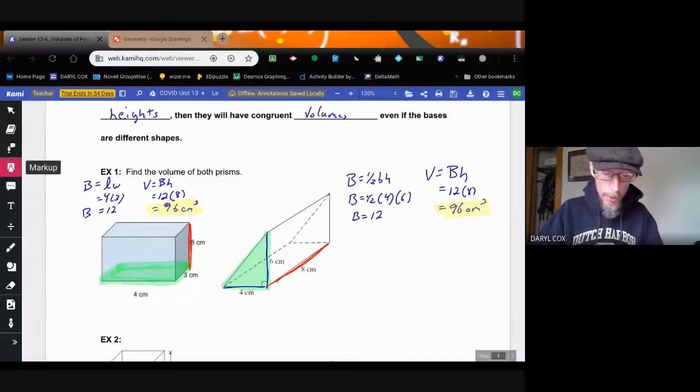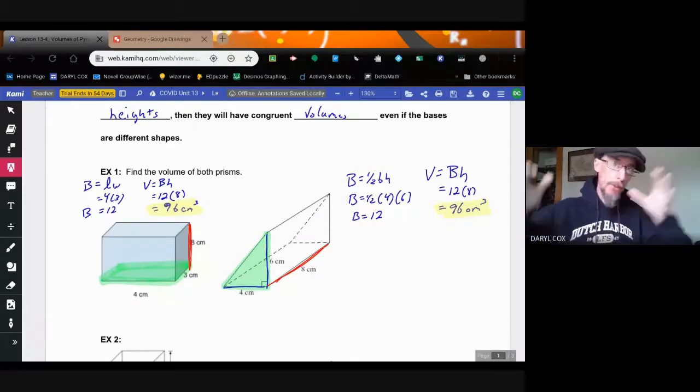What's the same? Well, look at what's the same. These heights came out to be the same. Okay, 8 centimeter height, 8 centimeter height. So they have the same height, just like we set up here. And even though the bases are different, they have the same area. So that's a phenomenon that happens with volumes. As long as the base area is the same and the height is the same, you're going to get the same volumes, even if the shapes look different. Okay? That's just sort of a side note.